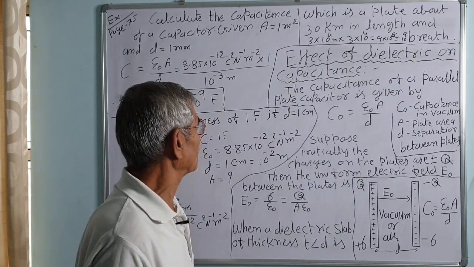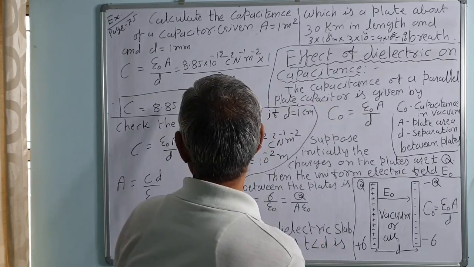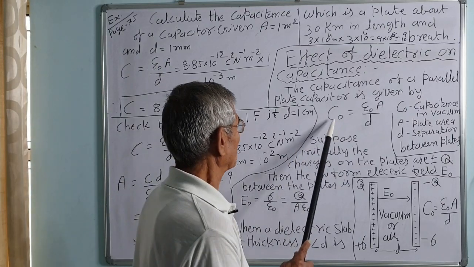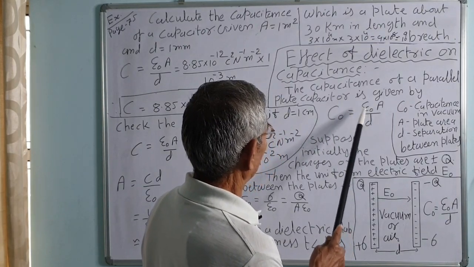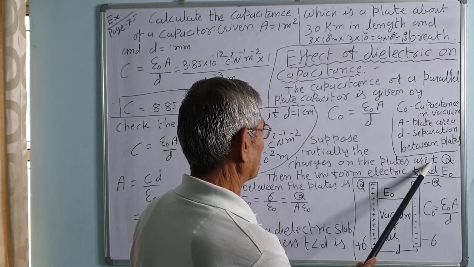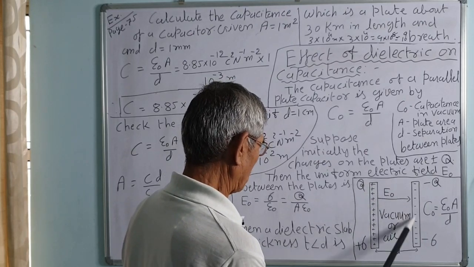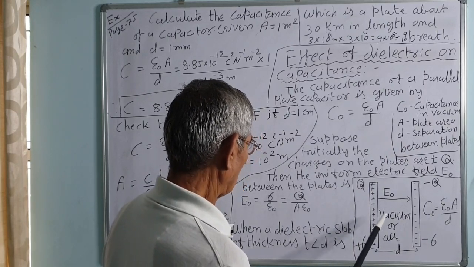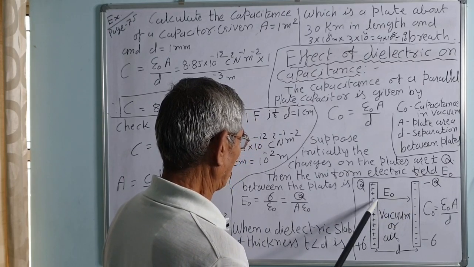Now, how can the capacitance be increased? The capacitance of a capacitor is given by the equation C is equal to epsilon 0 A upon D. Let us see the capacitance in a vacuum or air is C0, that is C0 is equal to epsilon 0 A upon D. Suppose initially the charges on the plates are plus or minus Q. This plate has plus Q, this plate has minus Q. The corresponding charge densities are plus sigma and minus sigma. The intervening medium, that is the medium between the two plates, is vacuum, that is air. So, the electric field is E0.